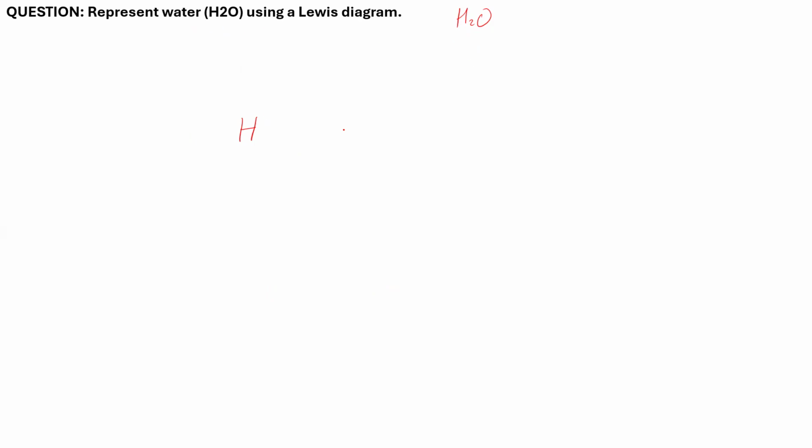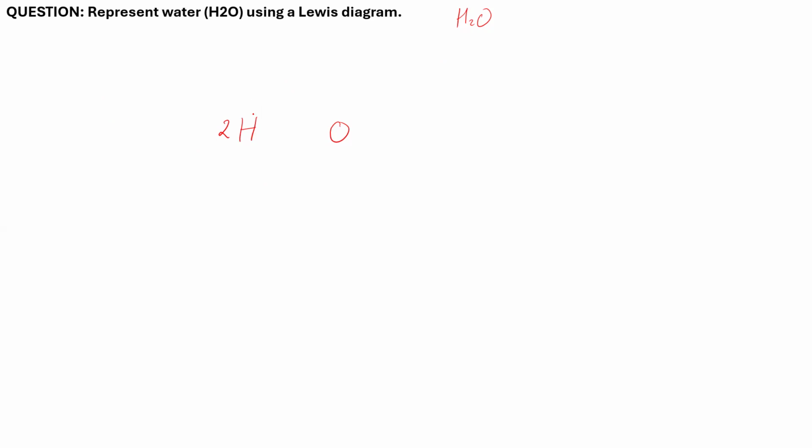The atoms that are involved are hydrogen and oxygen. How many hydrogen atoms do we have? We have 2. You can put your 2 over here, or you can say H and another H. It's still fine. Step number 1, what do we do?